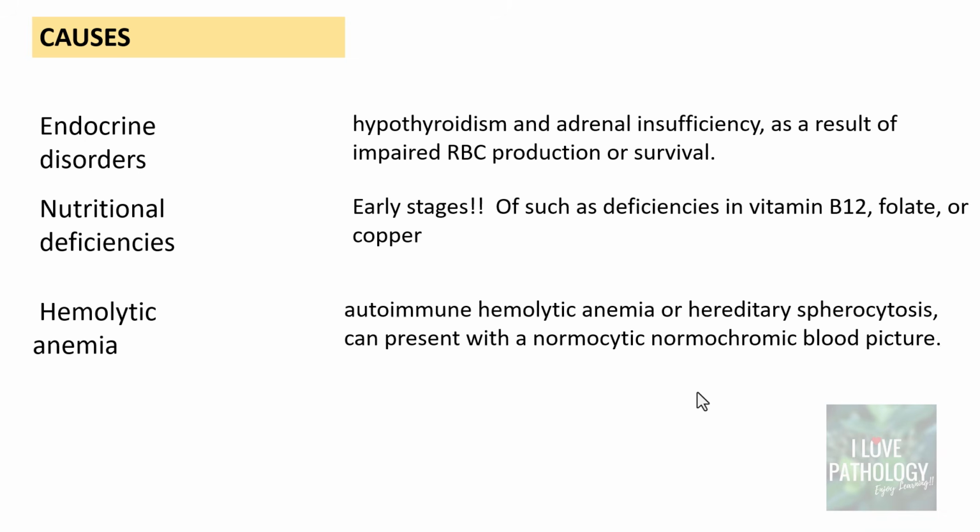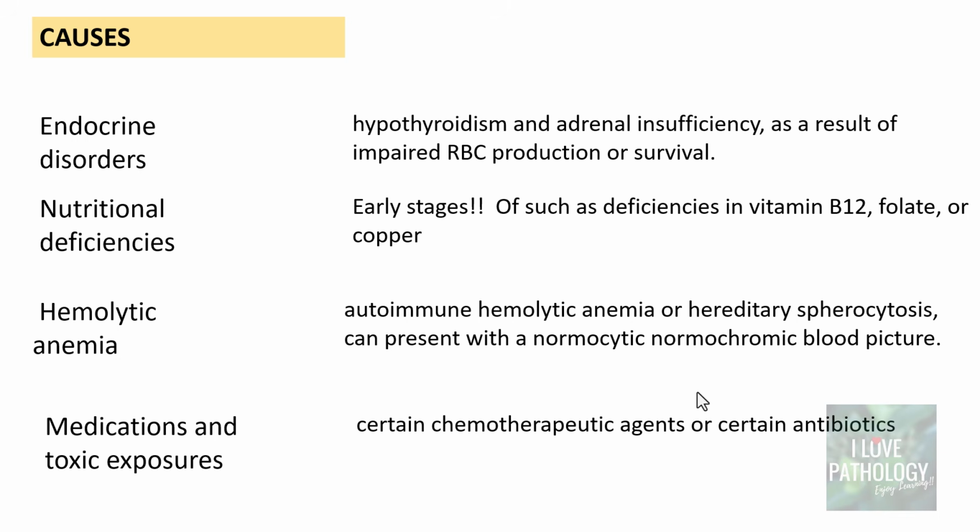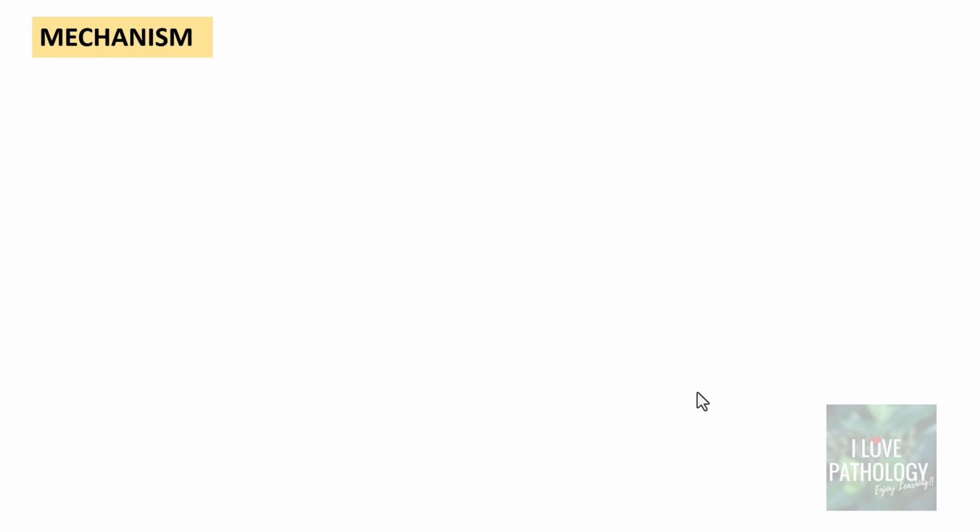Hemolytic anemia. Some hemolytic anemias, particularly autoimmune hemolytic anemias or hereditary spherocytosis, can present with a normocytic normochromic blood picture. And last but not the least, it can be medications and toxic exposures to certain chemotherapeutic agents and certain antibiotics. So these are the various causes of normocytic normochromic anemias.